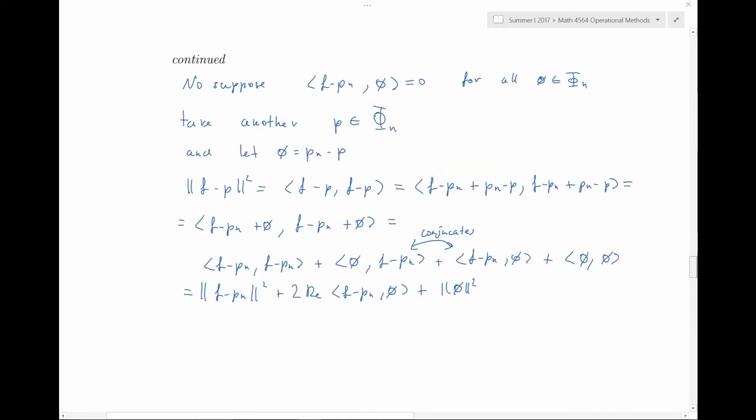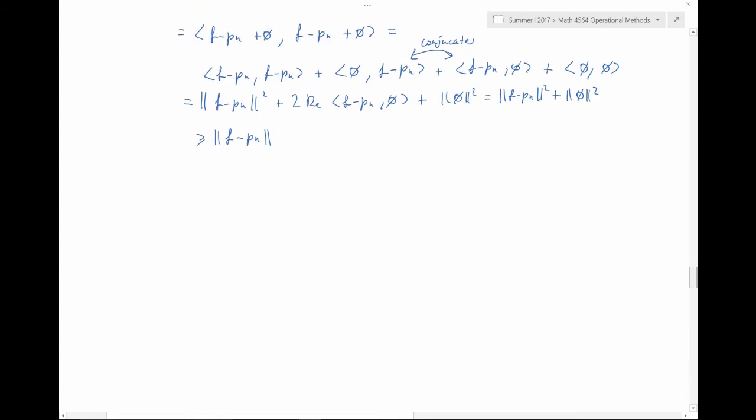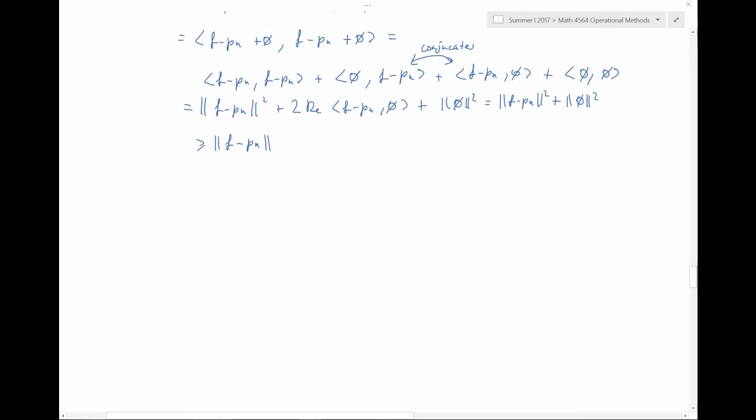Well, given that we assumed that any such dot product is zero, we get that this has to be the norm of f minus Pn squared plus the norm of phi squared. And therefore, no matter what p we take, the norm we have right here is going to end up larger than the norm of f minus Pn. And the only way for us to achieve the same result is to make phi 0. So in a way we have shown that f minus Pn is the smallest possible difference we can achieve within phi n as a set.